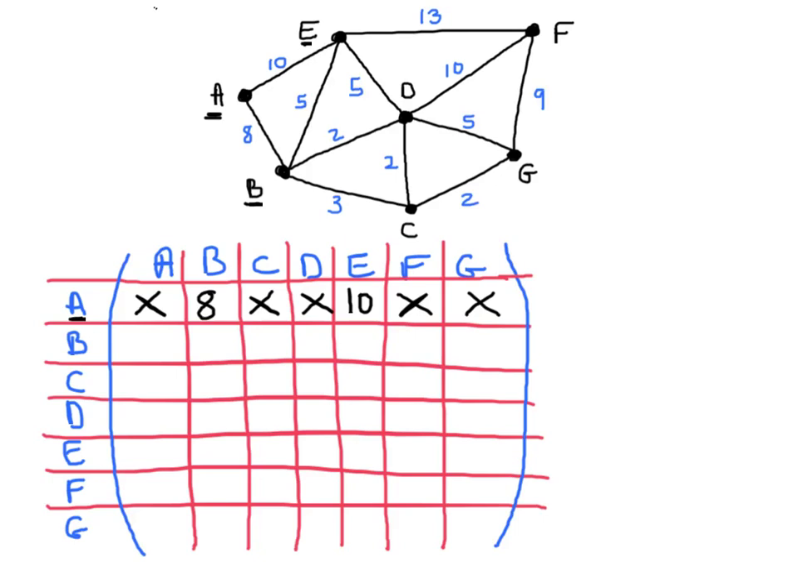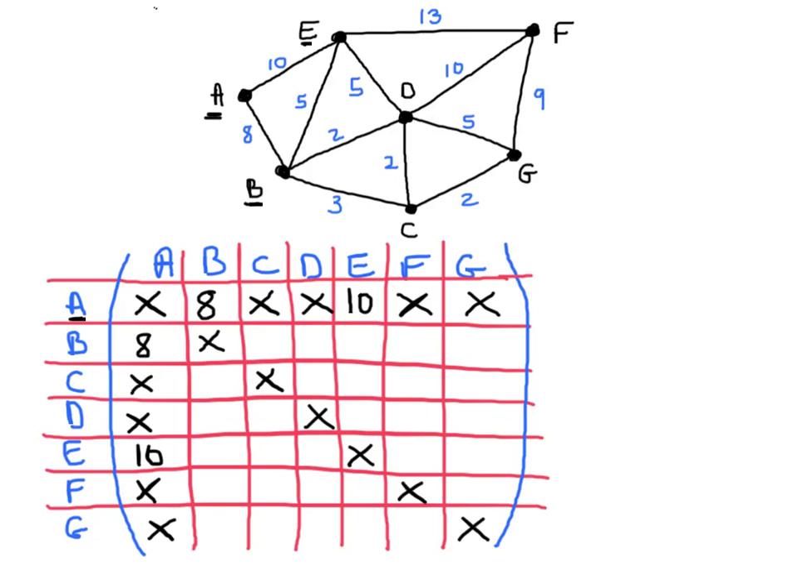Now I can duplicate this row down the first column because it's the same. A is connected to A, B, C, D all down the column as well, so it's X, there's a value 8, X, X, 10, X and X. What I can also do is put a diagonal set of X's all the way down here because obviously there's no connection between a point and itself.